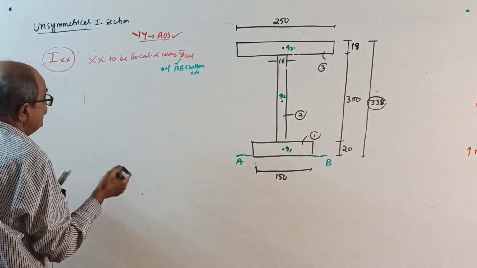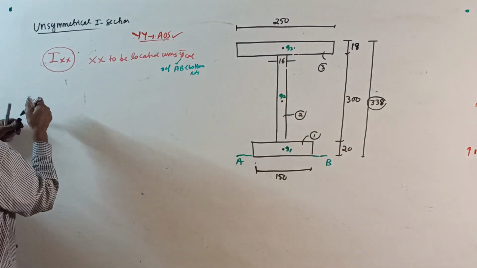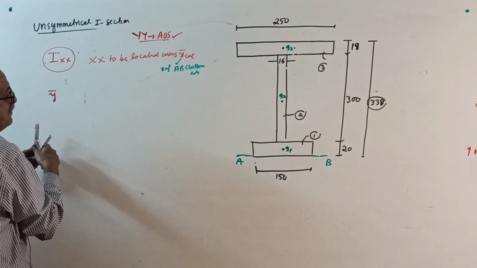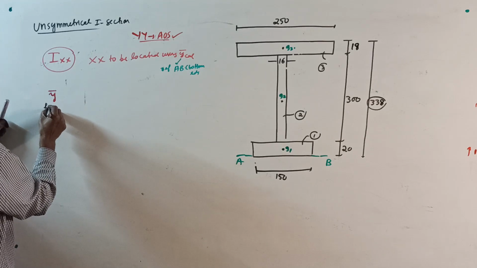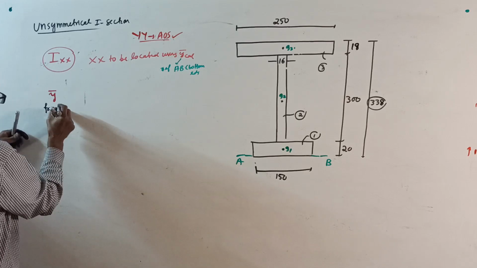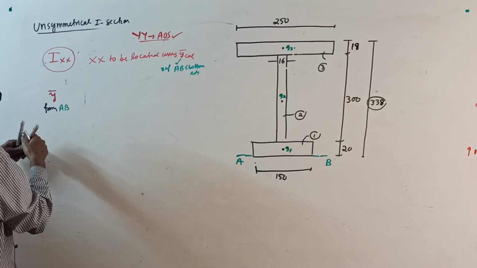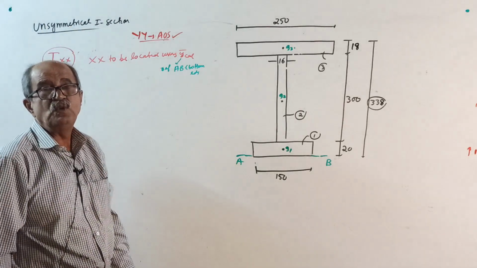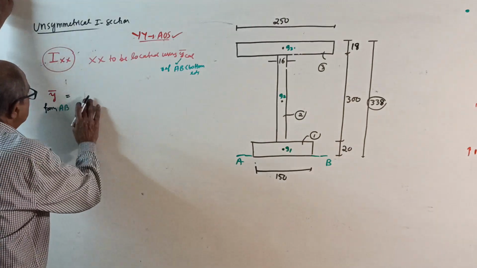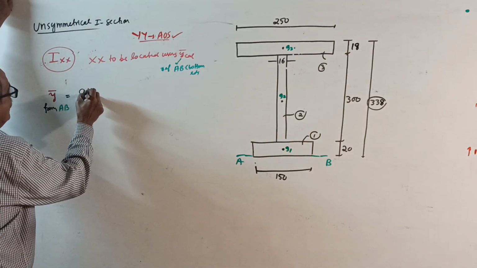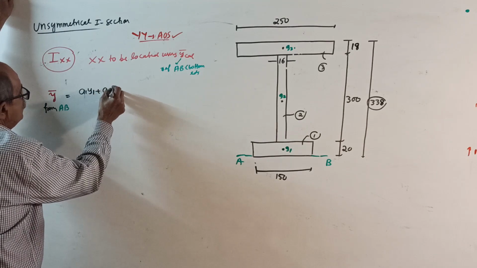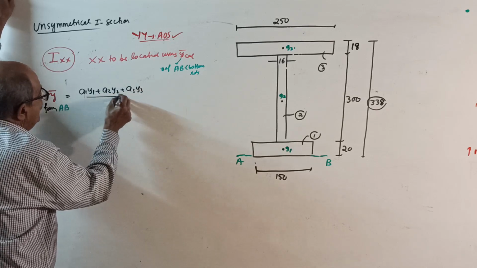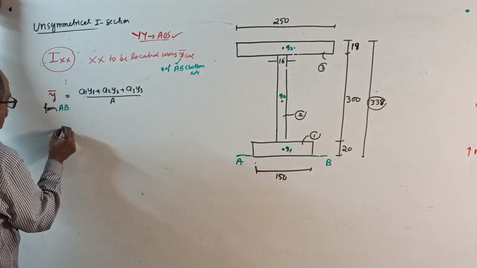See, what you do is, you write Y bar equal, don't waste time now. Y bar from AB. See, from AB is important. From AB, equal to, you write the formula: A1 Y1 plus A2 Y2 plus A3 Y3, divided by the total area.